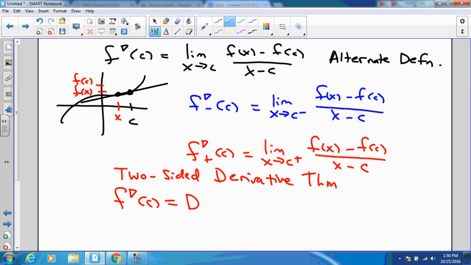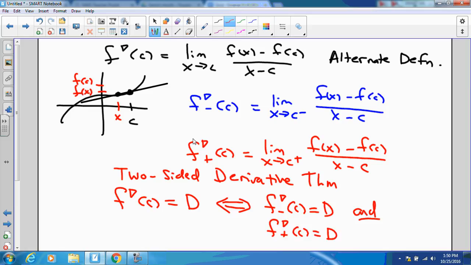We're going to say that the derivative at c is equal to some value d if and only if the derivative from the left equals d and the derivative from the right is also equal to d. Because if both derivatives from left and right, which are limits of difference quotients from left and right, are both equal to d, that means that the overall limit is equal to d, and the overall limit is f prime of c.